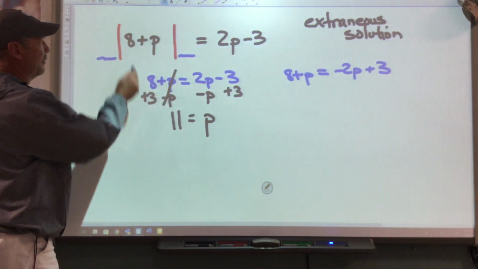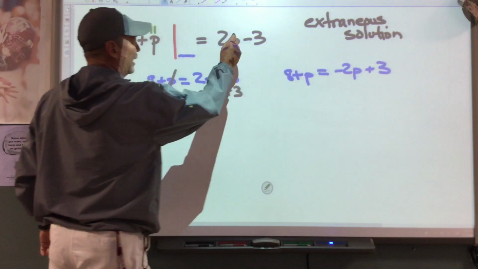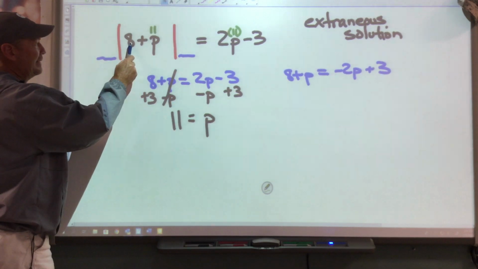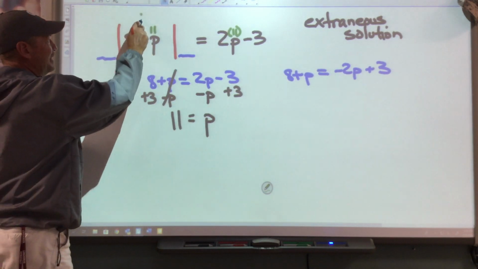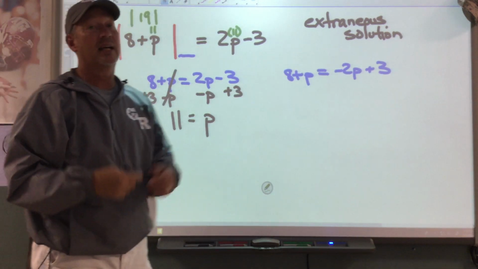So I'm going to plug in 11. We're going to put in 11 right here, and we're going to put in 11 right here. 8 plus 11 is 19. The absolute value of 19 is 19.